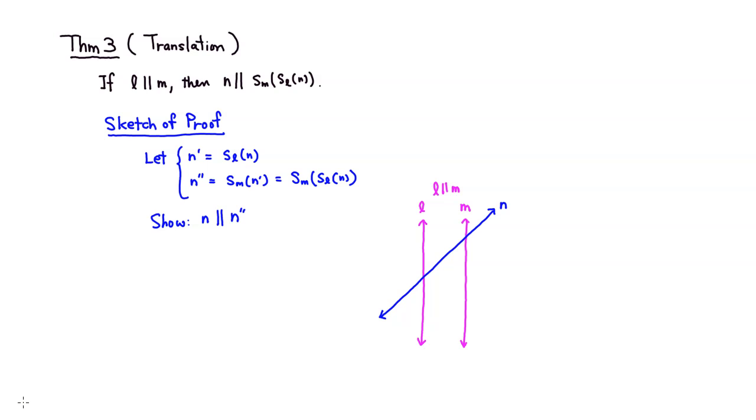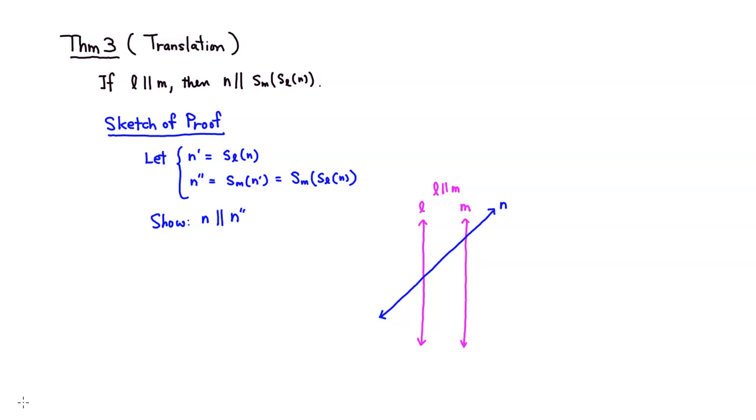All right, let's look at Theorem 3, translation mapping. If we have two parallel lines, L and M, then any line n will be mapped to another parallel line if you apply reflection in L and then reflection in M. All right, so here's the proof.